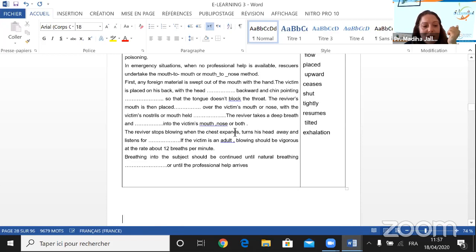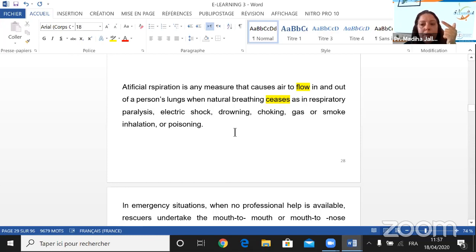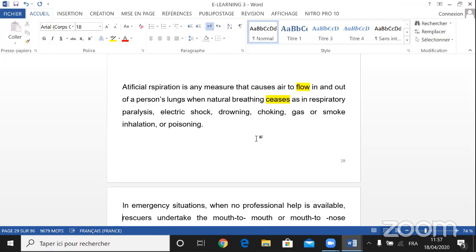Let's now read all the paragraph quickly without interruptions. Can you read, please, quickly the paragraph? Masarra, for example. Happy that you are here. Masarra, can you read all the paragraph now without interruptions? Artificial respiration is any measure that causes air to flow in and out of a person's lungs when natural breathing ceases, as in respiratory paralysis, electric shock, drowning, choking, gas or smoke inhalation, or poisoning.